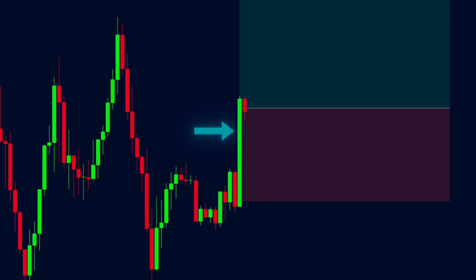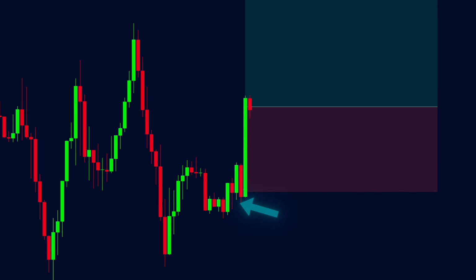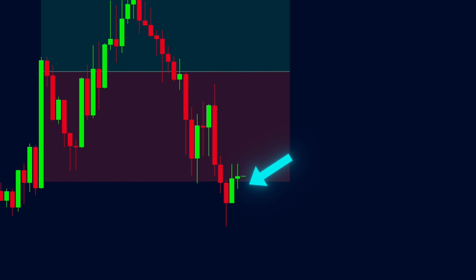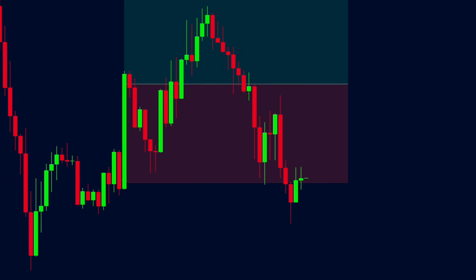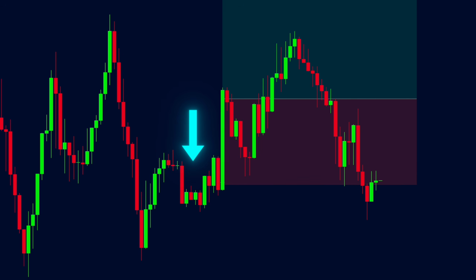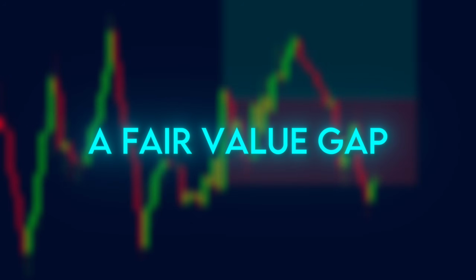Most traders notice strong candles on the chart. They see a fast move and assume the trend is strong. But what they don't notice is what happened inside that move. Because when price moves very quickly, it often leaves behind an imbalance, a section where buying and selling didn't fully match. That imbalance is called a fair value gap.